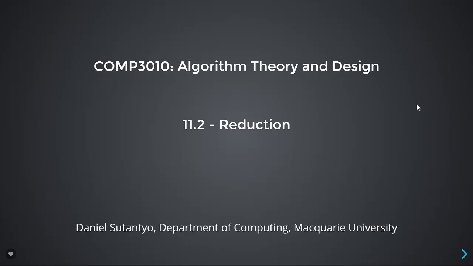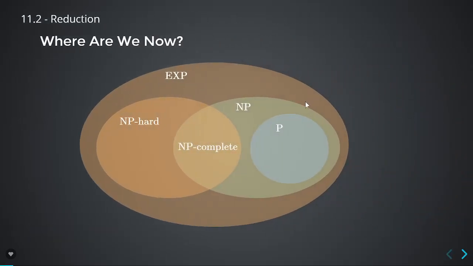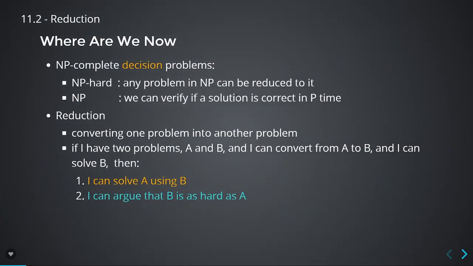And let's not forget about the big picture. I need you to understand this diagram. I need you to understand the different complexity classes by now. I need you to understand what NP-complete is, what NP-hard is, what NP is as well. And there's not that many definitions, right? We know that NP-complete means it's both NP-hard and NP. NP-hard means that any problem in NP can be reduced to it. See that word again, reduction. And NP means that you can verify the solution in polynomial time.